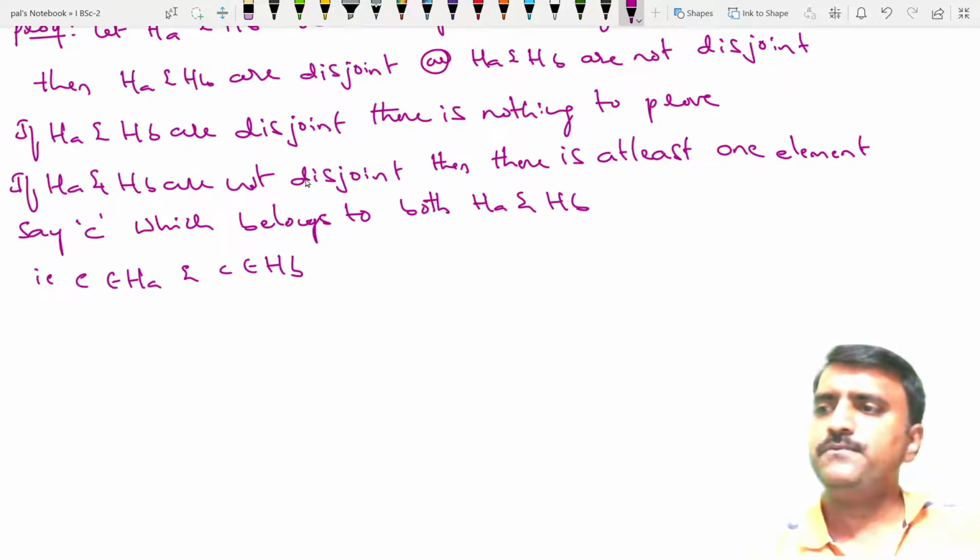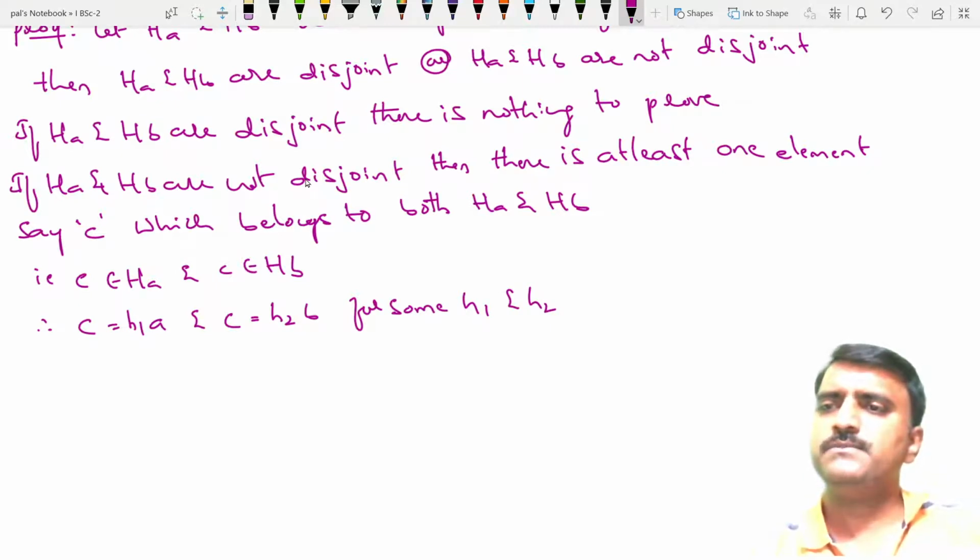Okay. So therefore you can write that since C is in HA, it is a combination of an element of H and A. So I am taking that as H1 into A. C is equal to H1A. And since C is in HB, it is a combination of an element of H and B. I am taking that as H2B, for some H1 and H2 in H.